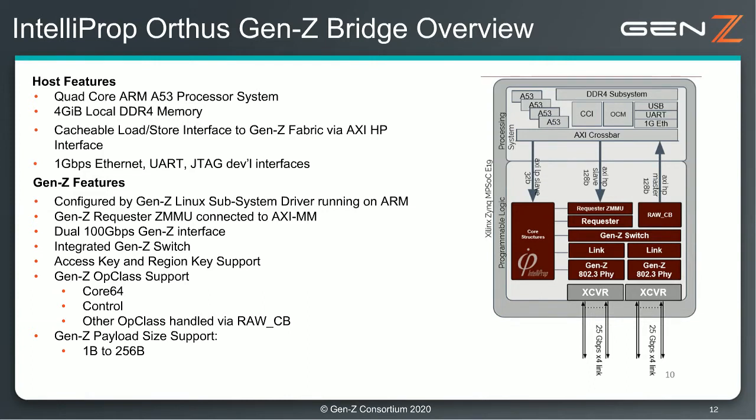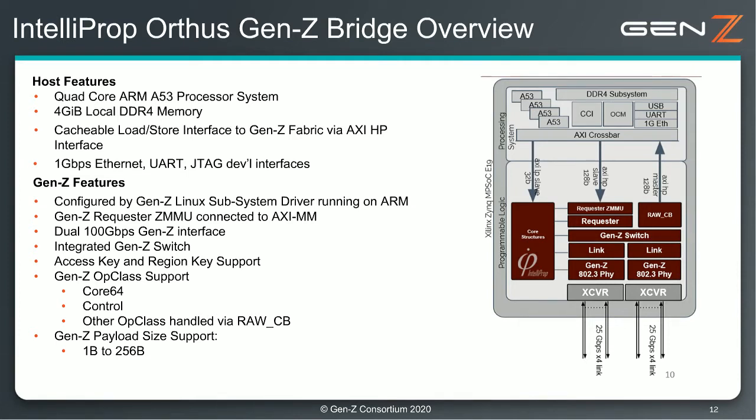The IP presents a configurable requester ZMMU interface, which enables the host address to Gen Z address transformation, allowing for a contiguous host address range and a dispersed set of Gen Z component addresses. The integrated switch allows for packet relay between adjacent Orthos cards or ZMMs within the micro development kit or other topologies. The bridge also supports A keys and R keys, allowing for hardware enforced isolation between components. The Gen Z control op class is available via load store semantics following the requester ZMMU page table initialization. This greatly simplifies the in-band management of remote components by enabling memory mapped access to the fabric attached component control space.